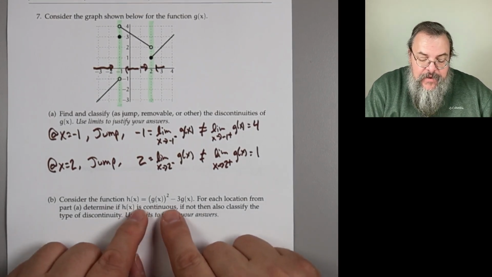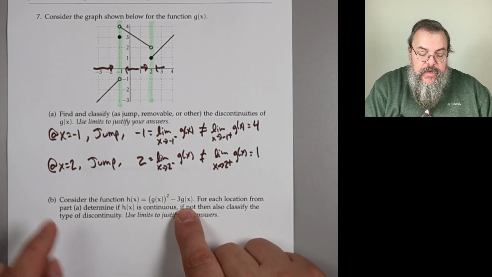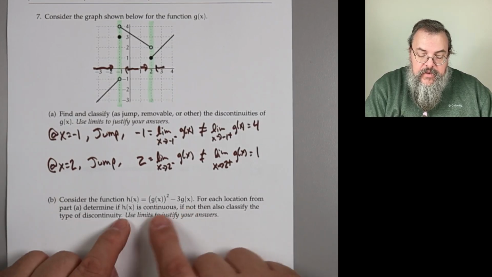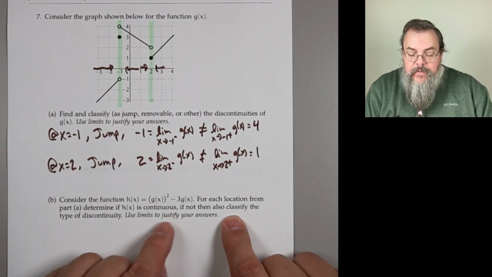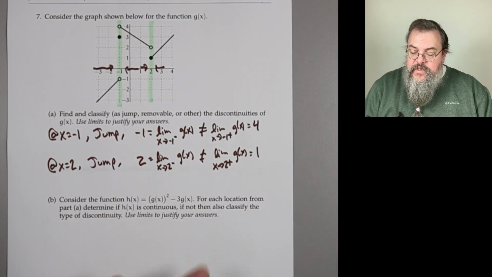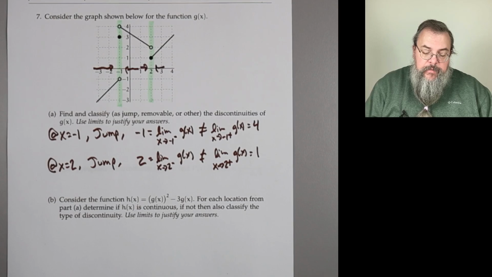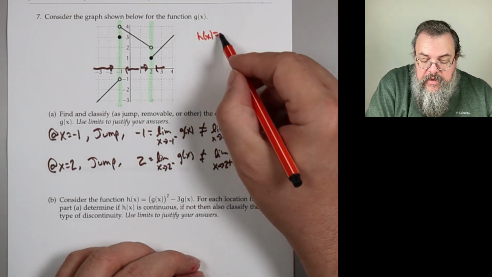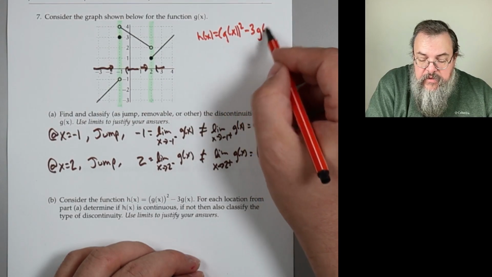Consider the function h of x, which is you square g of x and subtract 3 times g of x. Now for each location, so we have 2 locations, determine if h of x is continuous. If not, then also classify the type of discontinuity. Use limits to justify your answers. So let's just work it out up here, what's going on. So remember, we have that h of x, that's our g of x squared minus 3g of x.